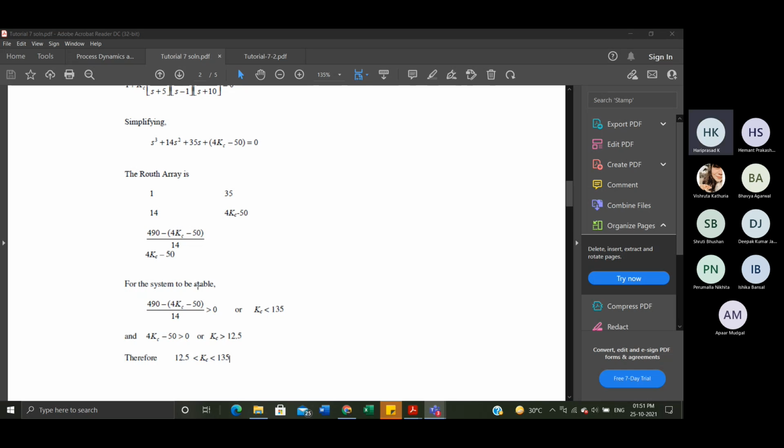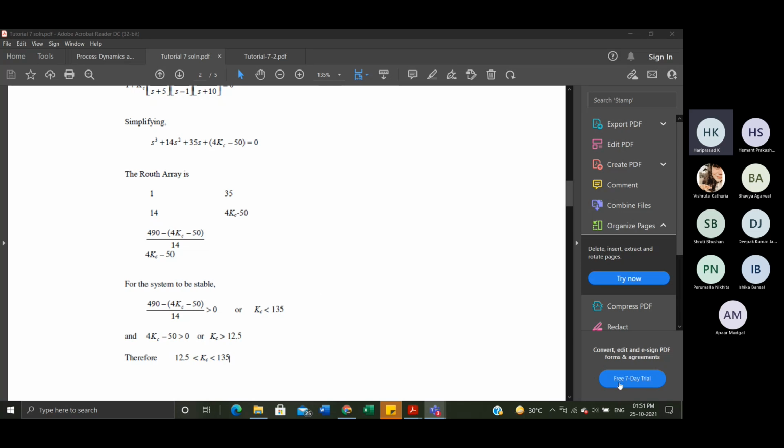Okay, so this is a third degree polynomial, so you have to make 4 rows. The first few rows are already written: 1, 14, 35, 4Kc minus 50. Now look at the B1 thing. How do you calculate B1? B1 would be, as Apar explained to us, 14 into 35 minus 1 into 4Kc minus 50, because there is nothing here. Here the third column is 0, so you cannot proceed further. So now look at C1. You now go to your B1. How do you calculate C1 from B1?